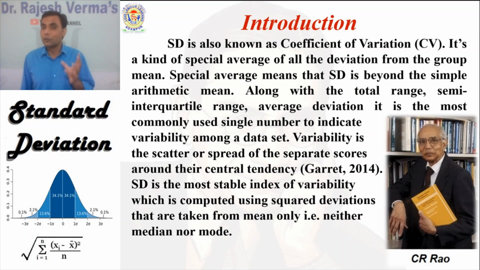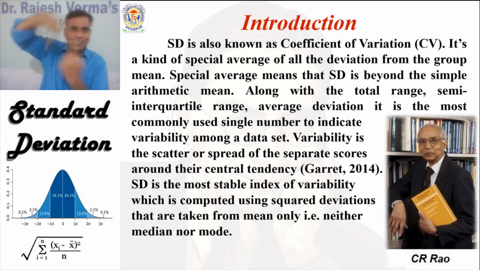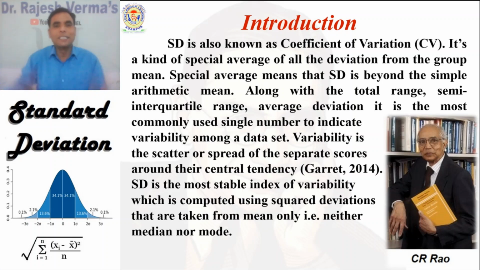Means if you want to know the variability of a data set, then it's very pertinent to calculate the standard deviation. If you want to know the variability of the middle 50% of the data, then you need to go to the semi-interquartile range. So what is variability? It is the scatter or spread of the separate scores around their central tendency. This is your central tendency, and the spread of the scores around it is known as the variability.